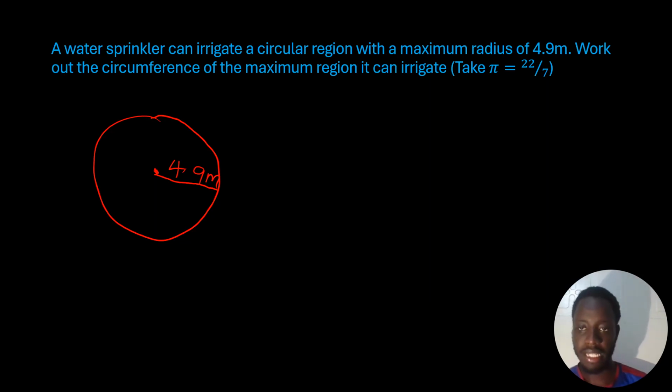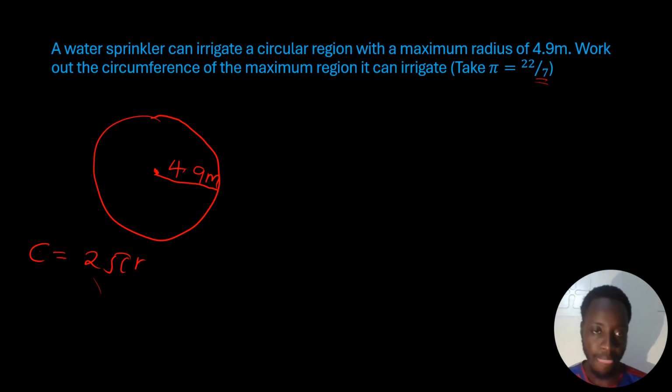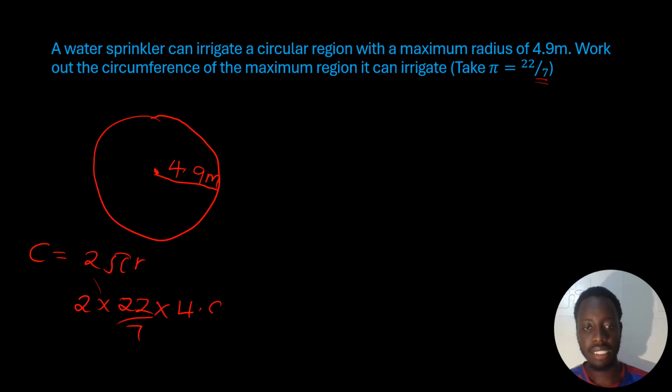So given pi is 22/7, and our radius is 4.9, and we know our formula for circumference is equal to 2 pi r. So let's substitute the value of pi and r into our formula. So we have 2 times 22/7 times 4.9 meters. So you can simplify this one.